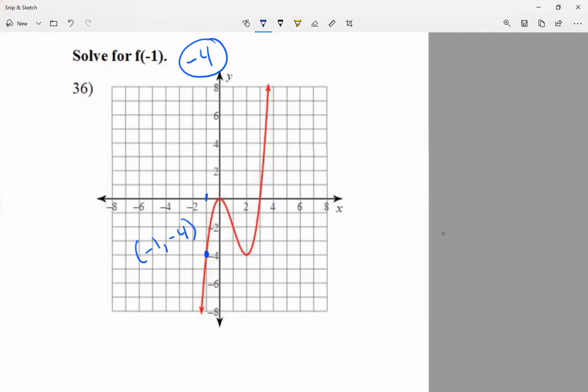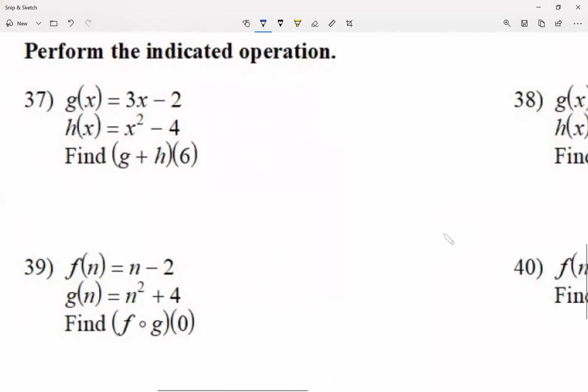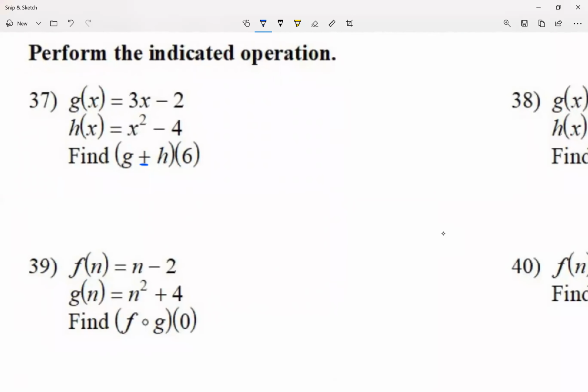Then we also moved to operations, right? On Tuesday, we did operations. So let's take a look at number 37. I'm doing a plus sign, right? Let's emphasize that. So I have to do g plus h of 6. So I need to find out what's g of 6, because I'm going to add it to h of 6. Let me find out what each of those are.